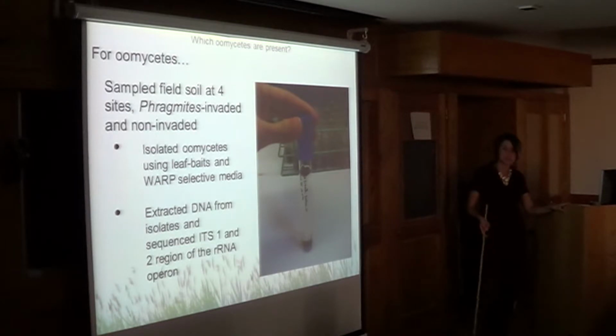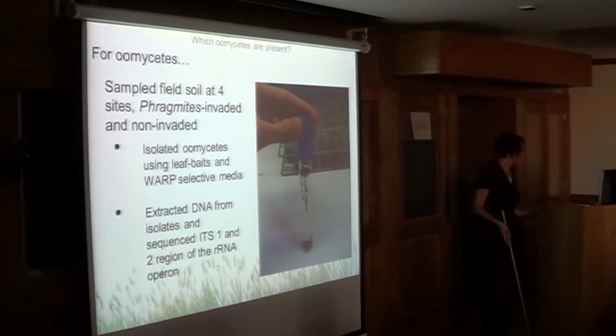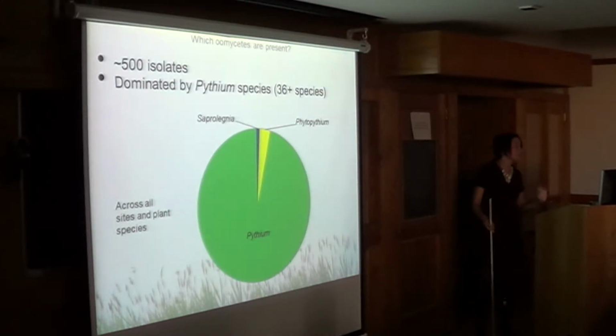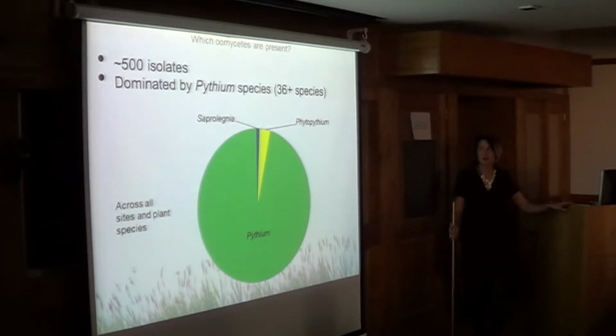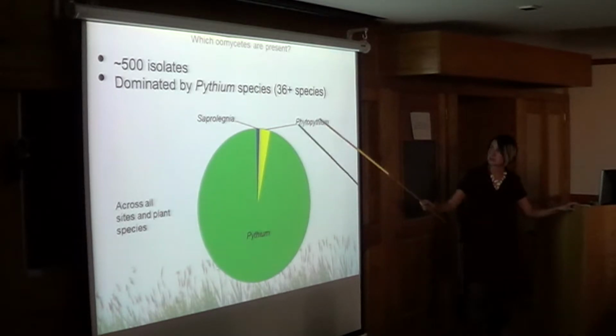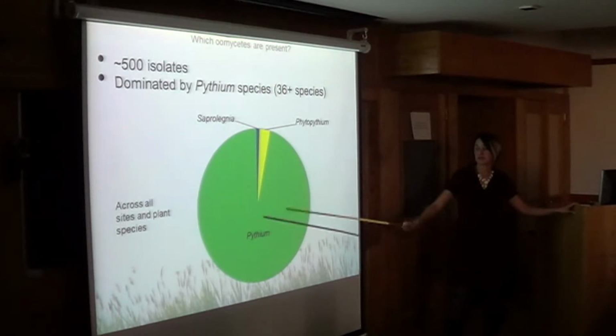And after isolating, we extracted DNA from the isolates and sequenced the ITS 1 and 2 region of the rRNA operon. And so we got about 500 isolates, and as you can see, they're really dominated by Pythium species. So some Phytopythium, some Saprolegnia, but mostly Pythium.